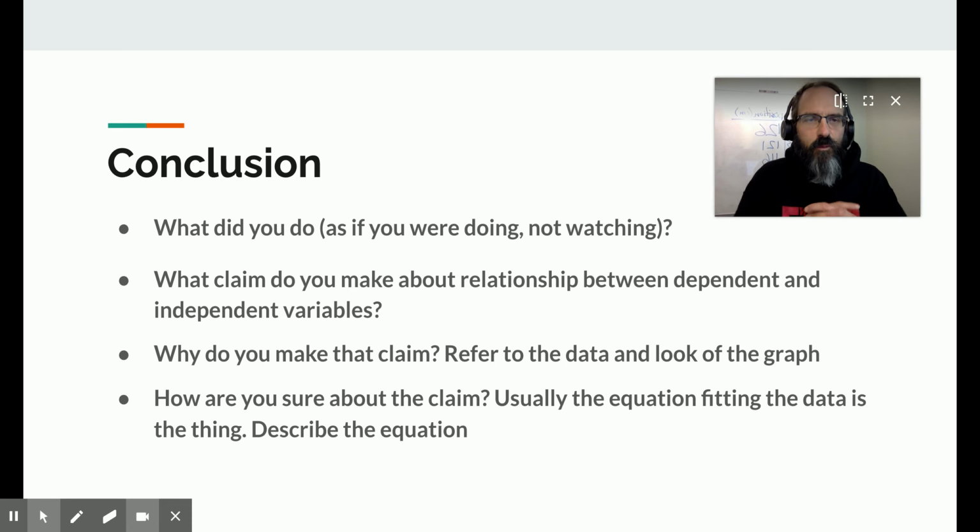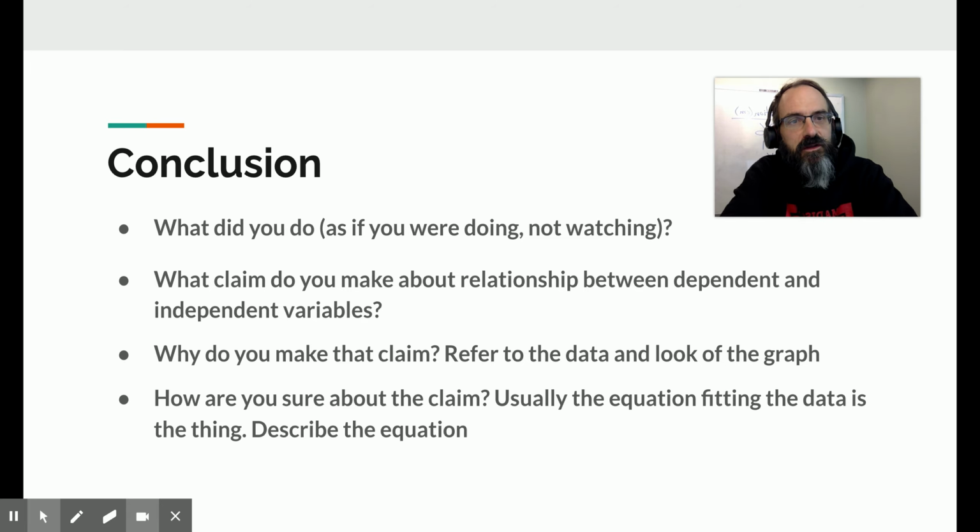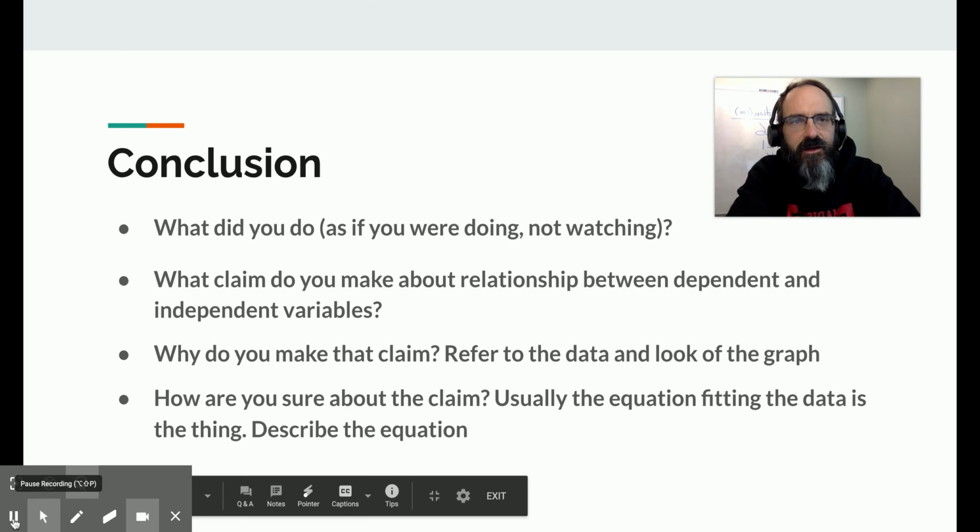So hopefully this gives us a little clarity on what it looks like to write a conclusion, and between this and the example conclusion paragraphs I've shared, you should be able to figure out how to put it all together. So hope this helps.